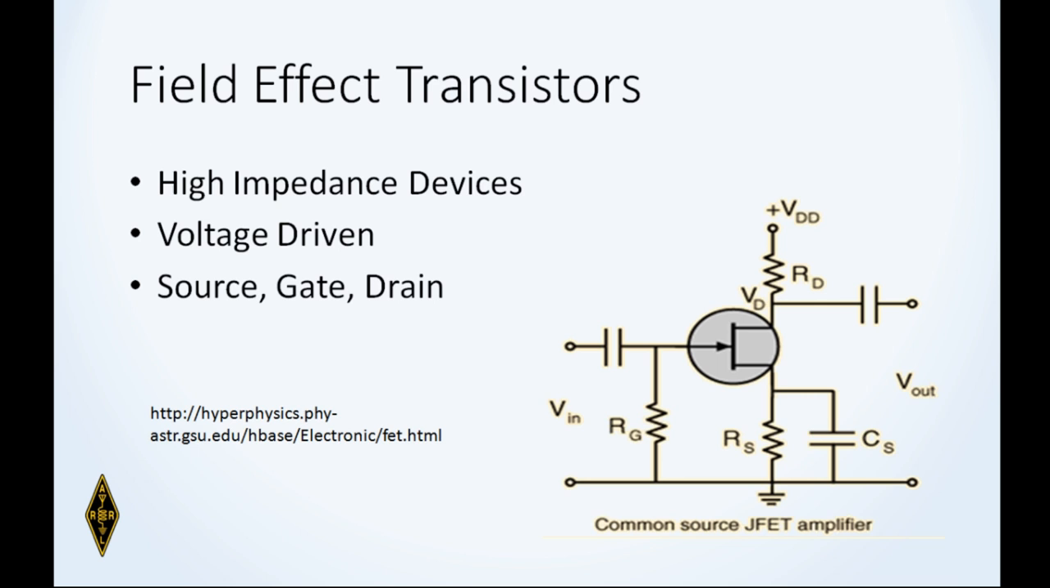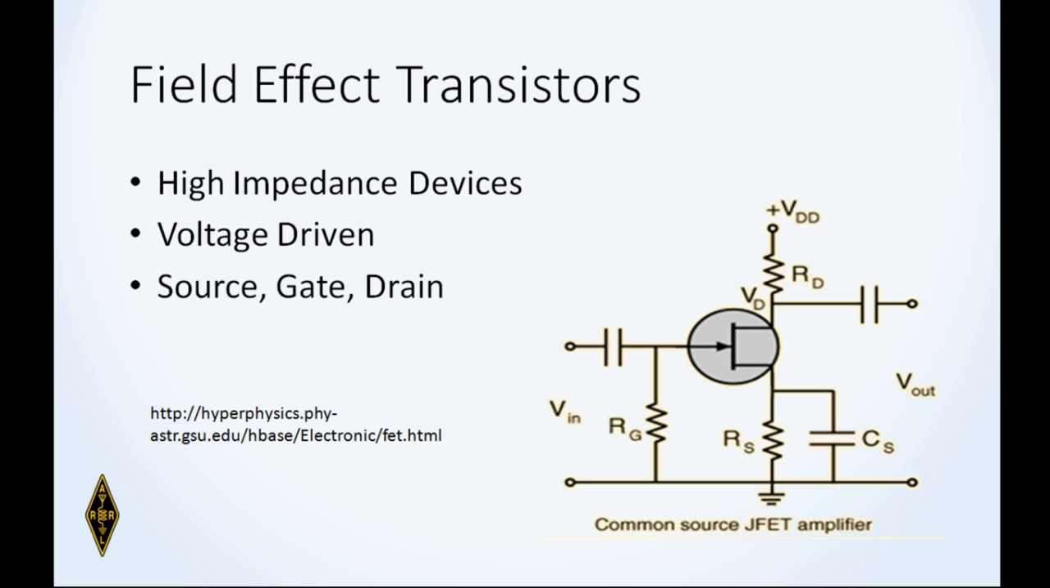Field effect transistors. Field effect transistors are higher impedance devices than bipolar transistors. And so we say that field effect transistors are more voltage driven. Voltage affects them more than current. And a three terminal FET has a source, a gate, and a drain. The gate is the input, and the source and drain are the outputs and the grounding point here.